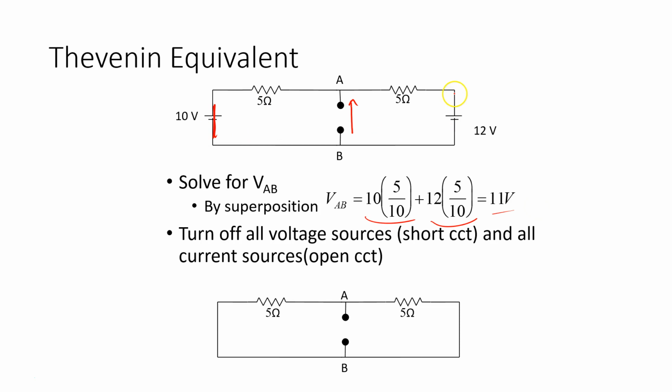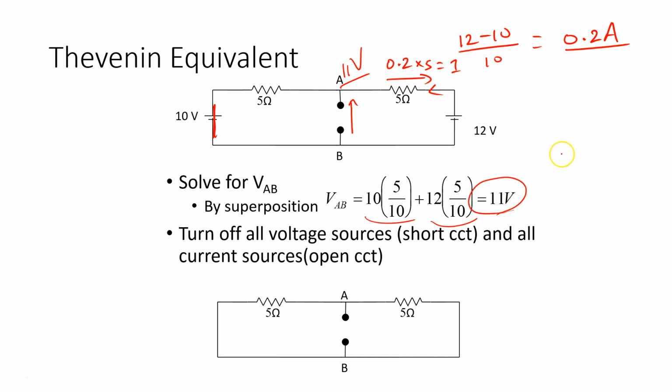I could simply say I have 12 volts here and 10 volts, therefore the current would be 12 minus 10 on 10, which is equal to 0.2 amps. And then if I have 0.2 amps, the voltage drop across here is going to be 0.2 by 5, which is equal to 1. And then since it is 1 volt in this direction, I have 12 volts, 1 volt drop, I get 11 volts. So any way I want to do it, I should get the same thing, and I could use nodal analysis, loop analysis, it doesn't matter. So that gives me my open circuit voltage, which is equal to V Thevenin. So that is one of the components.